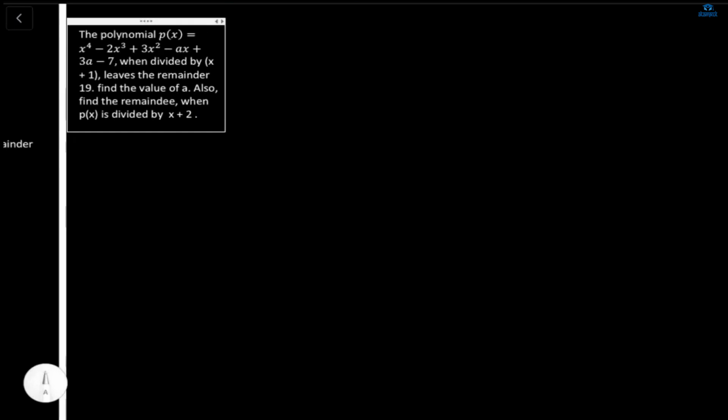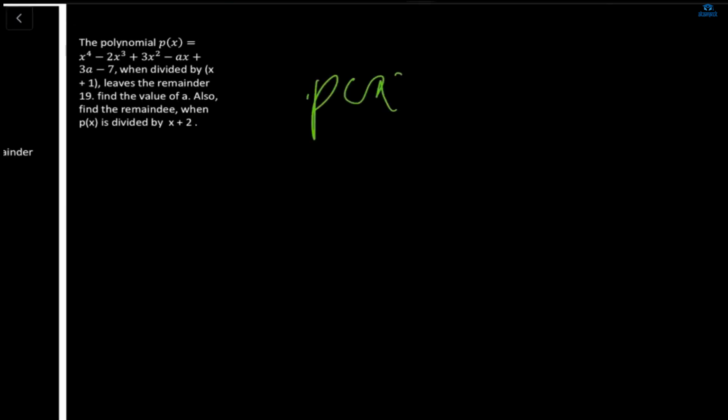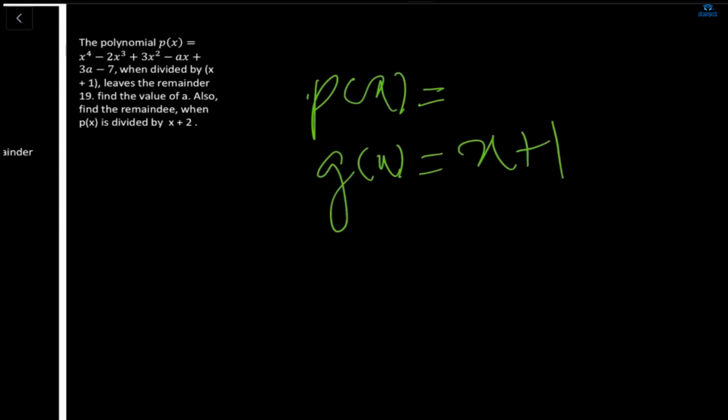So how are you going to do it? See, if p(x) here is given, what is your g(x) here? g(x) is x plus 1. So what value will you find for the remainder? Ma'am, 1. It's telling you that when divided by x plus 1 it leaves the remainder 19. Find the value of a, also find the remainder. This is the second part, also find the remainder. But first part, I need that it leaves the remainder 19.